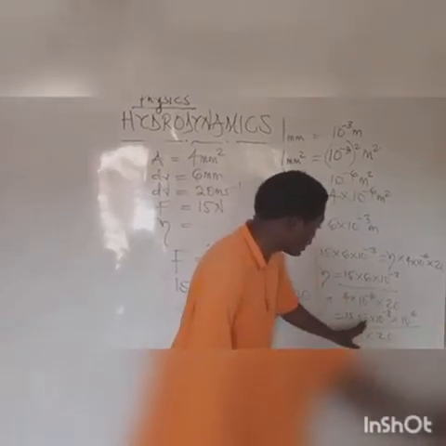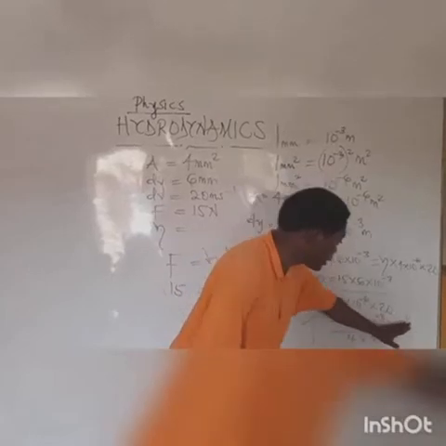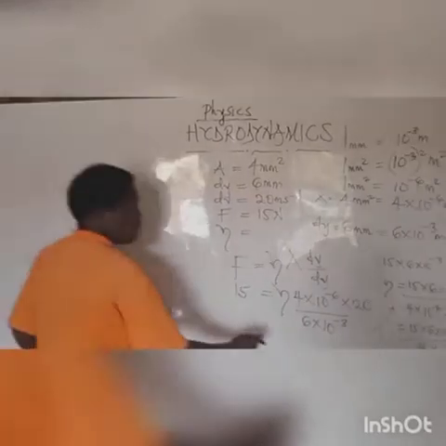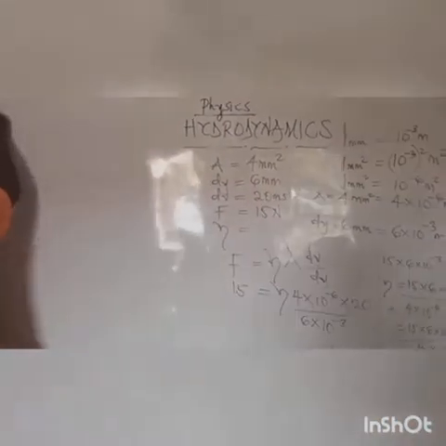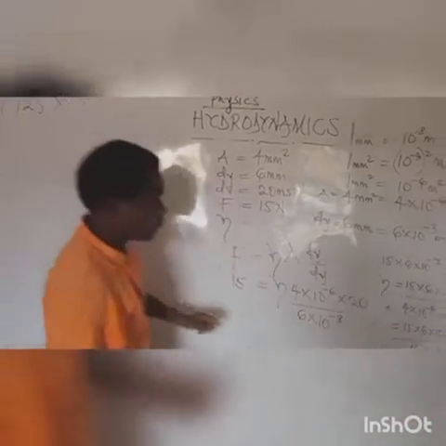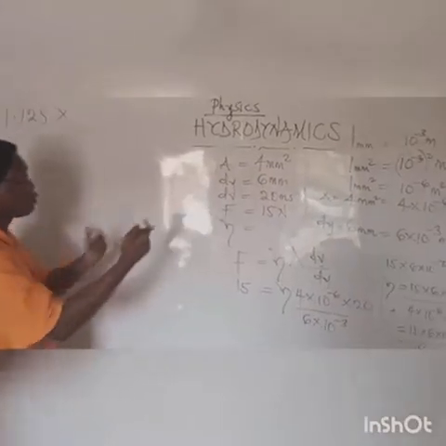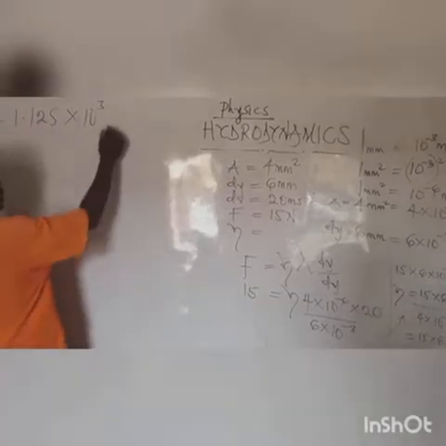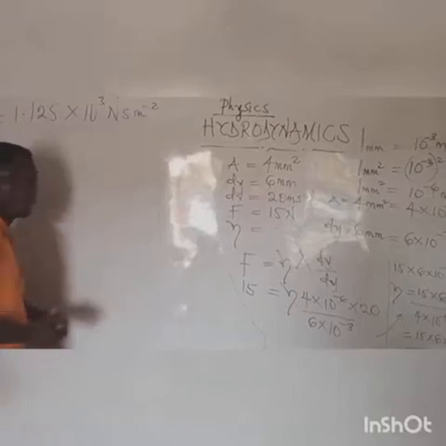So we have 15 times 6 times 10 raised to power minus 3 times 10 raised to power 6. So by the time you do the division, this times this divided by 4 times 20, you will get 1.125 times 10 raised to power 3 times 10 raised to power 6. It remains 10 raised to power 3, so we have times 10 raised to power 3. And the unit of coefficient of viscosity is Newton second per meter squared.